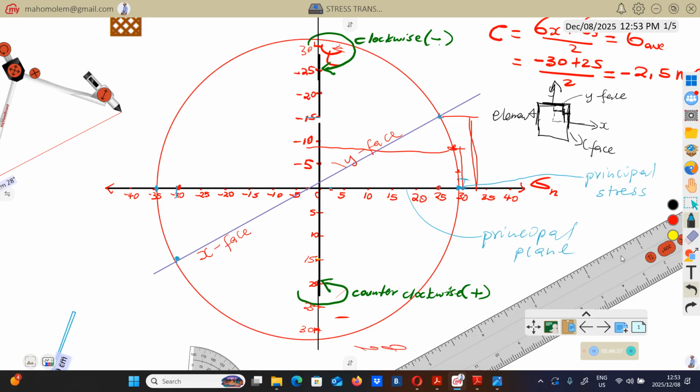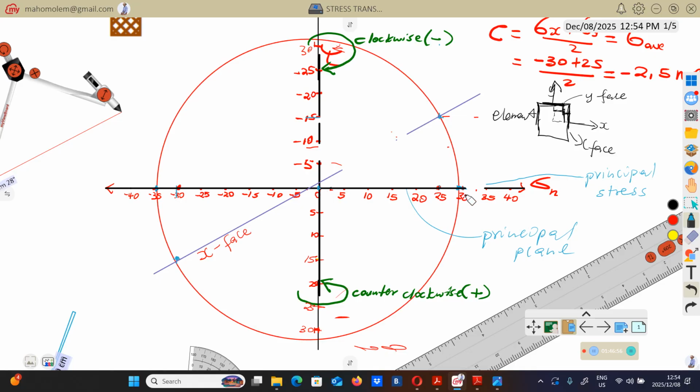There is no shear stress on this plane. So now the question is looking for principal stresses. Then to find the principal stress, you just have to measure from here. Always your measurements must be from the origin.